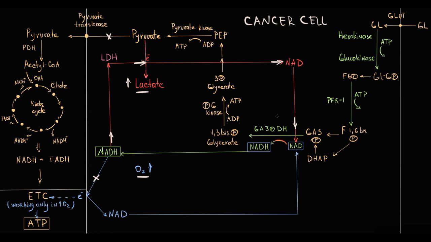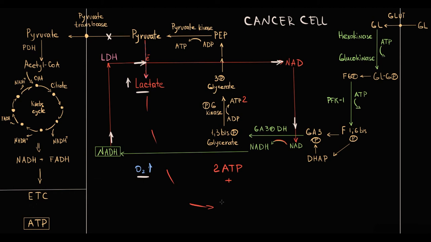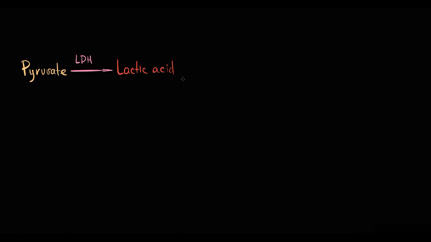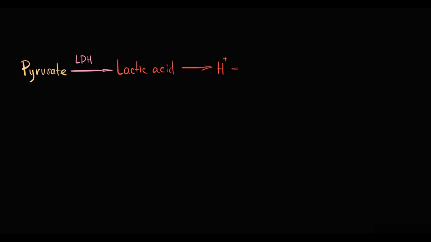As a result, cancer cells produce only 2 ATP molecules and a great amount of lactate. Accumulation of lactate inside the cell causes intracellular acidosis. Now, to understand why lactate causes a decrease in pH, we have to know that the product of the lactate dehydrogenase reaction is actually lactic acid. But in an aqueous environment, as in the cytosol, hydrogen ions easily dissociate from lactic acid, and this results in the formation of lactate.